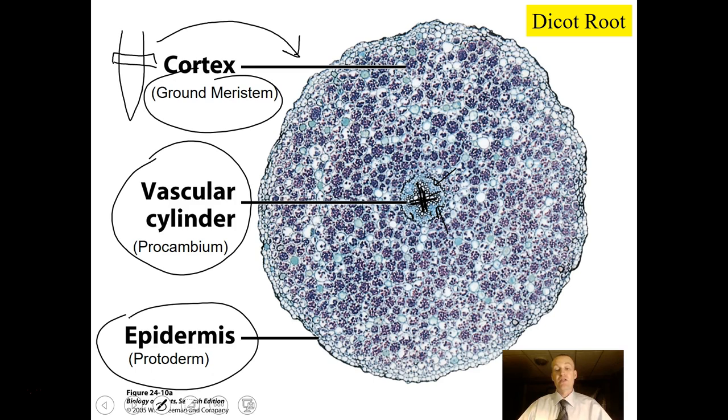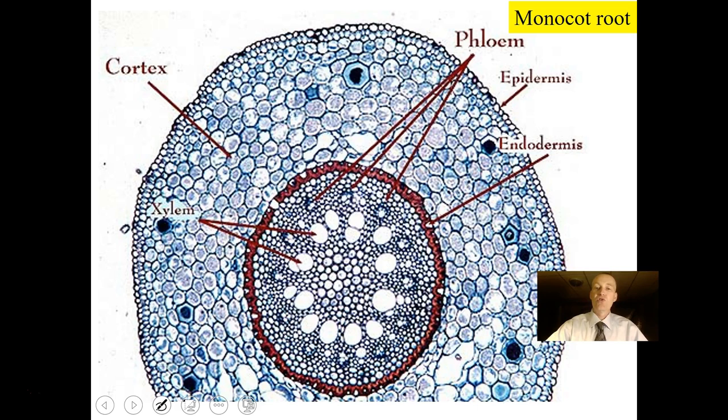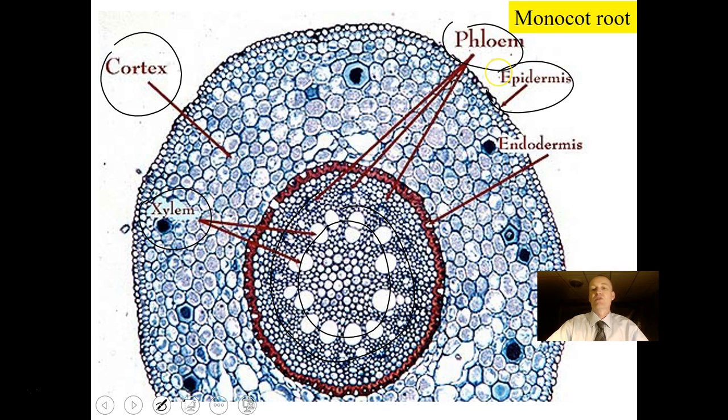This is just showing a more blown-up view of the phloem and the xylem that's in the middle, and that's a dicot root. So here's a monocot root, and you notice that the phloem is going to be in a circle around the xylem, which is on the interior around here. So it's more of a circle situation and not an X. So it has all the regular parts, the cortex, the epidermis, just in common with the dicot root.